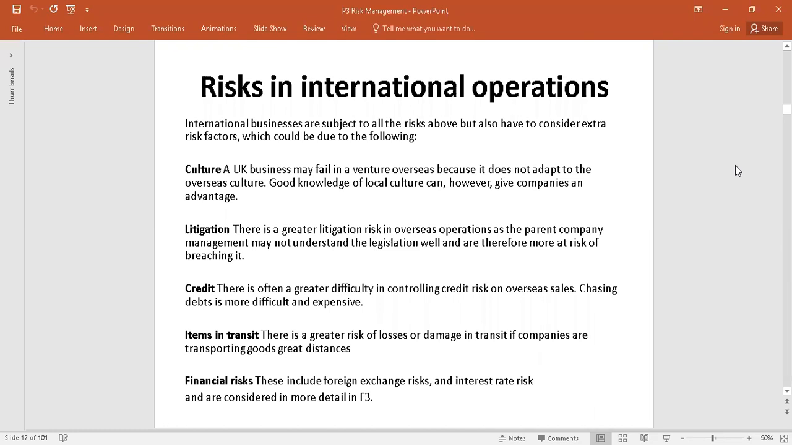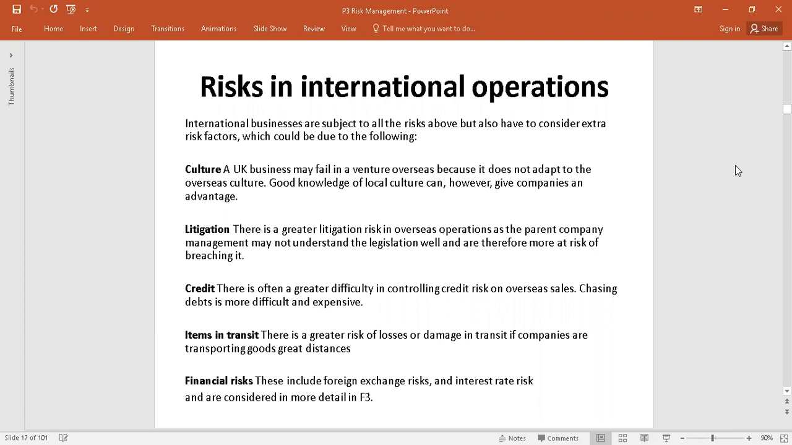International businesses are subject to all the risks above, but also have to consider extra risk factors, which could be due to the following reasons. Because of cultural differences, if there is any risk that arises. A UK business may fail in a venture overseas because it does not adapt to the overseas culture.